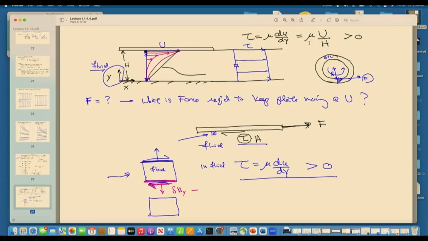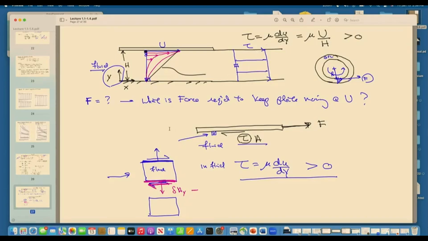You can also see that based on this coordinate system, y positive, starting from the lower wall, y equals 0, up to the upper wall, y equals h. So y is positive, and if you evaluate the shear, it's positive. So the shear stress within the fluid is positive. Everywhere in the fluid you could evaluate this positive shear stress, and here's the plot.